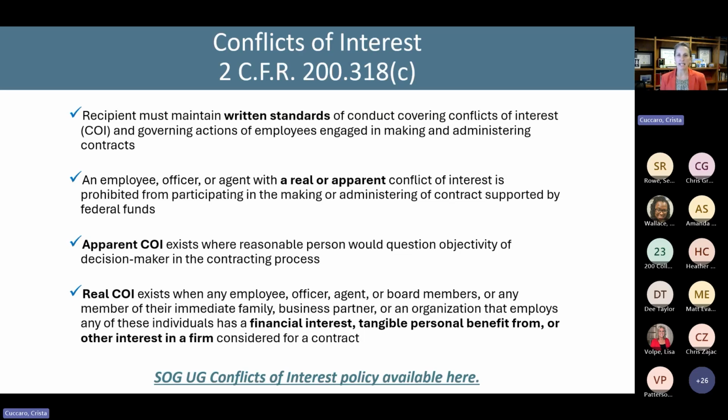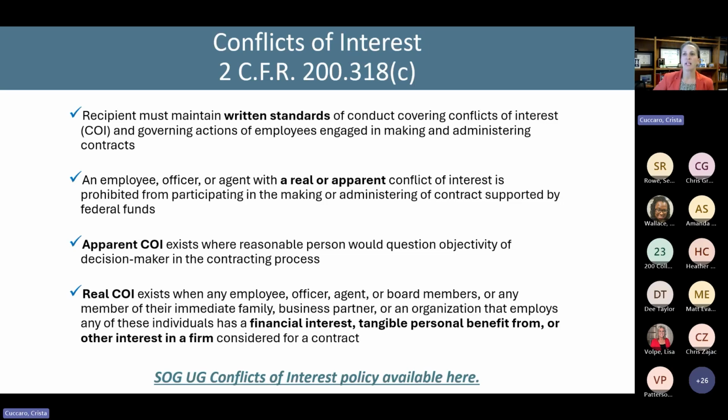All right, so we find a conflicts of interest provision in the Uniform Guidance in 2 CFR 200.318. And what it says, you already know this because I've repeated it several times, is that you have to have written standards of conduct related to conflicts of interest, governing the actions of employees engaged in making or administering contracts. And so the Uniform Guidance spells out real and apparent conflicts of interest. Well, it spells out real conflicts of interest. It actually doesn't define apparent conflicts of interest. But what it says is an employee, officer, or agent with a real or apparent conflict of interest is prohibited from participating in the making or administering of a contract supported by federal funds.